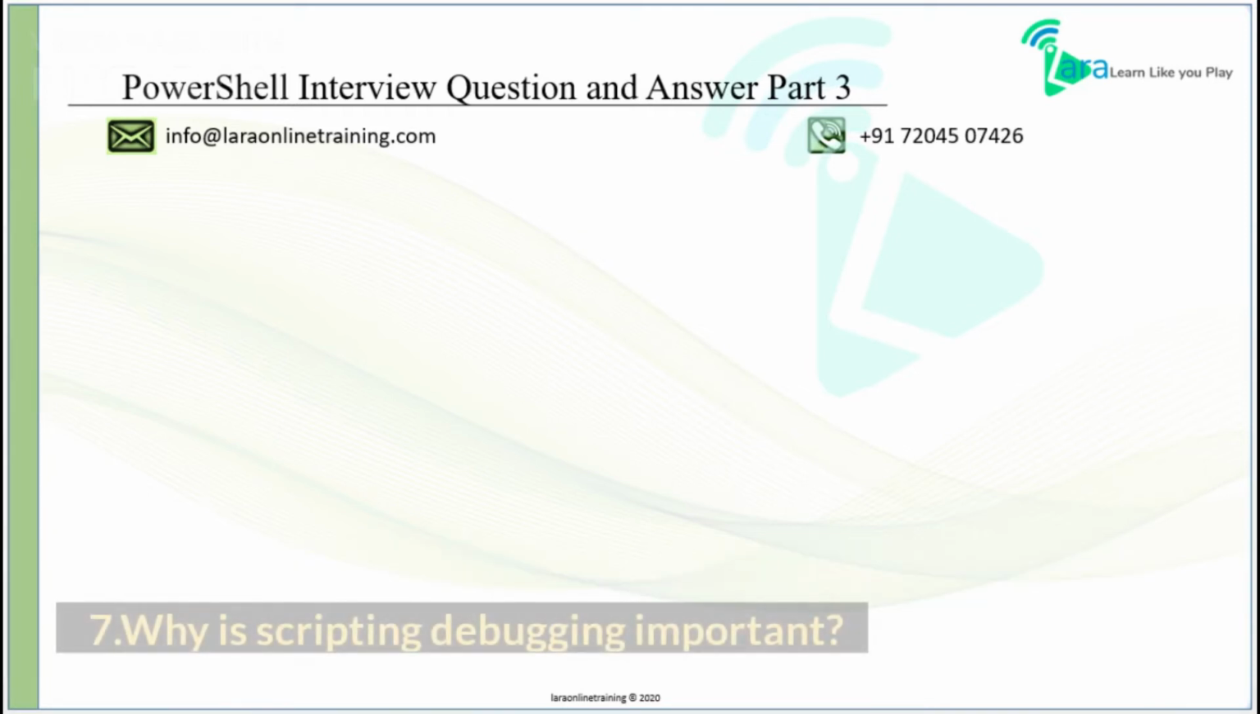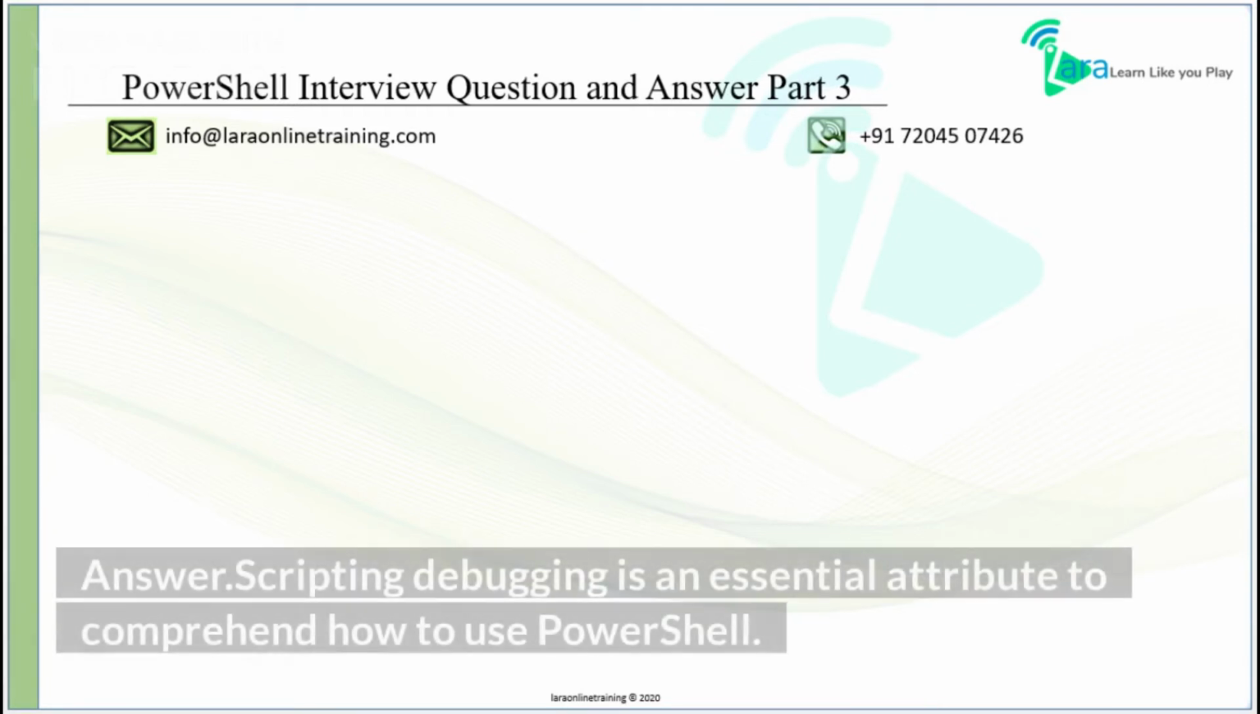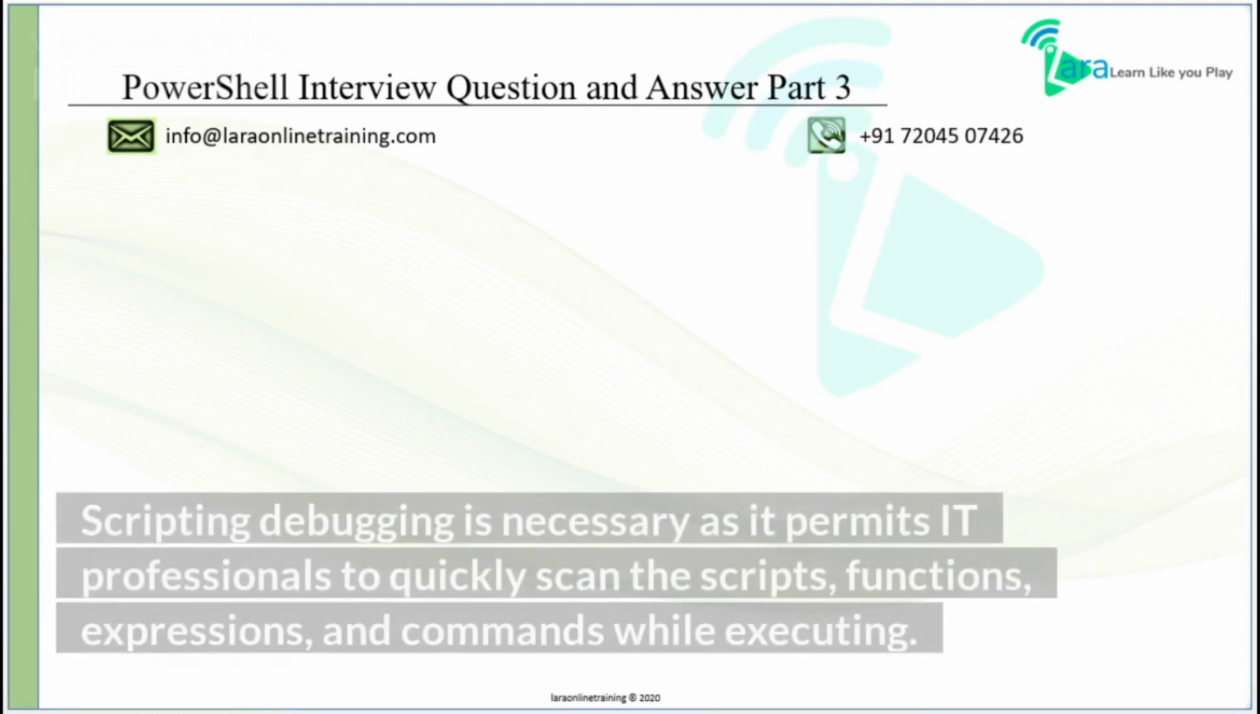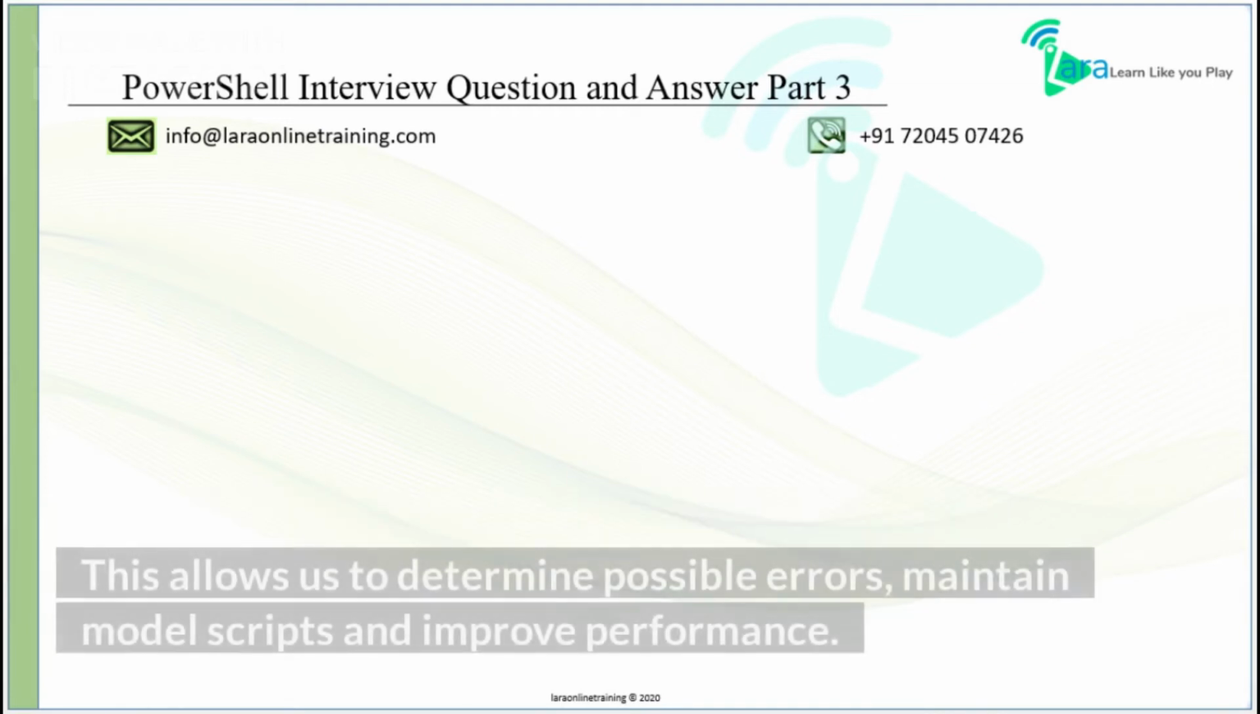7. Why is scripting debugging important? Answer. Scripting debugging is an essential attribute to comprehend how to use PowerShell. Concentrate on how scripting debugging can enhance your workflow and the entire project. Scripting debugging is necessary as it permits IT professionals to quickly scan the scripts, functions, expressions, and commands while executing. This allows us to determine possible errors, maintain model scripts, and improve performance.